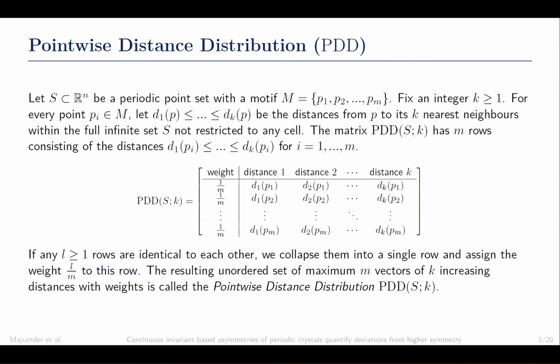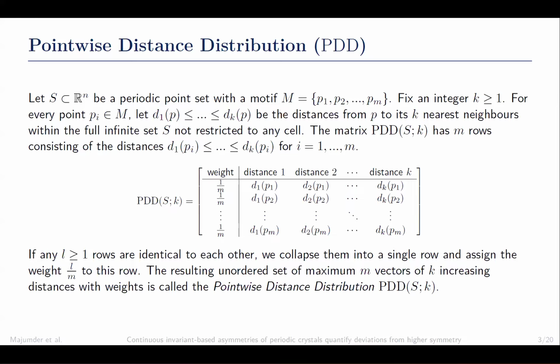The pointwise distance distribution of a periodic set can be computed by first assigning k as the number of neighbors, then by calculating the distance to these k nearest neighbors from a certain point in the motif. By repeating this process for each atom in the motif, we shall get the distance to k nearest neighbors as vector rows. A weight is also assigned, indicating the number of appearances for a certain row.